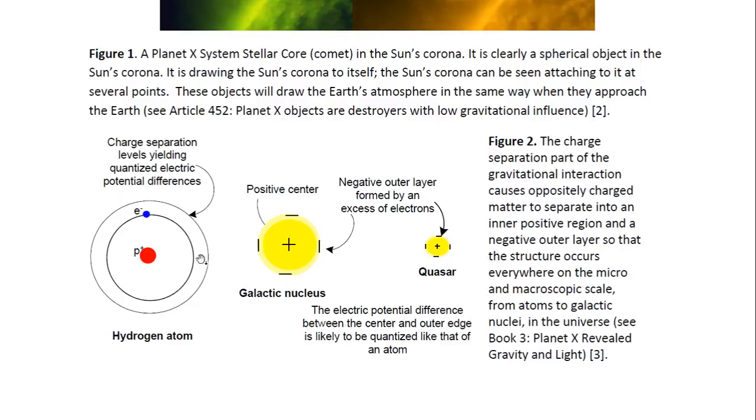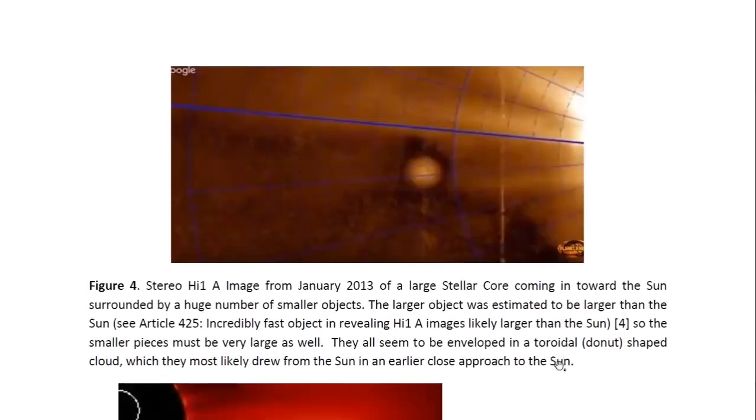And you see the simplest atom we can have here. That's the hydrogen atom. It has one proton in the nucleus, one electron in its outer layer. The same structure. Positive, dense interior, low density, negatively charged outer layer. And the same will occur with a galactic nucleus, with a star, a planet, a quasar, which is a proto-galaxy. They will all have the same structure. And for more details on that, you may look at Book 3, entitled Planet X Revealed Gravity and Light.